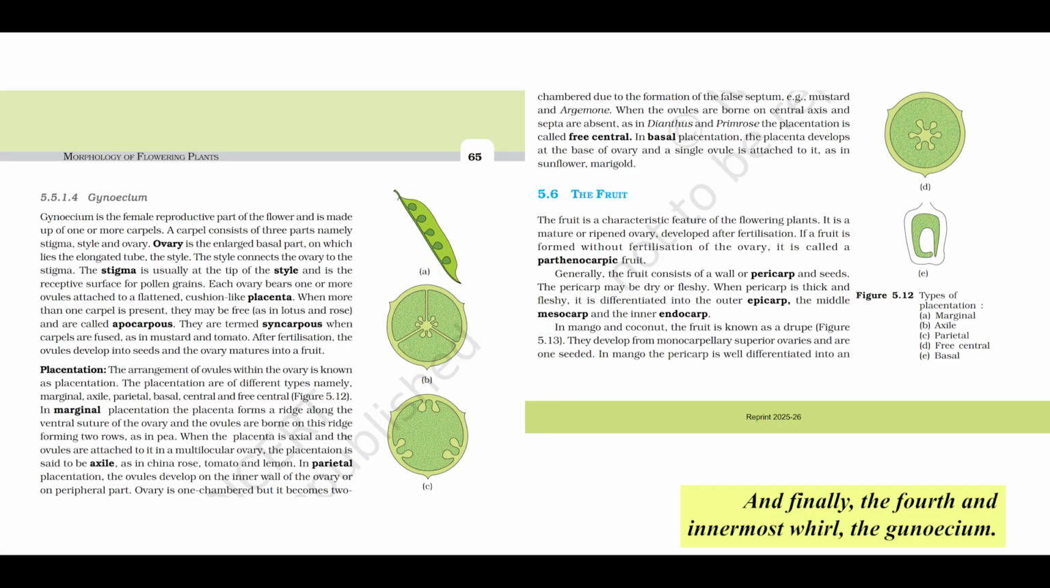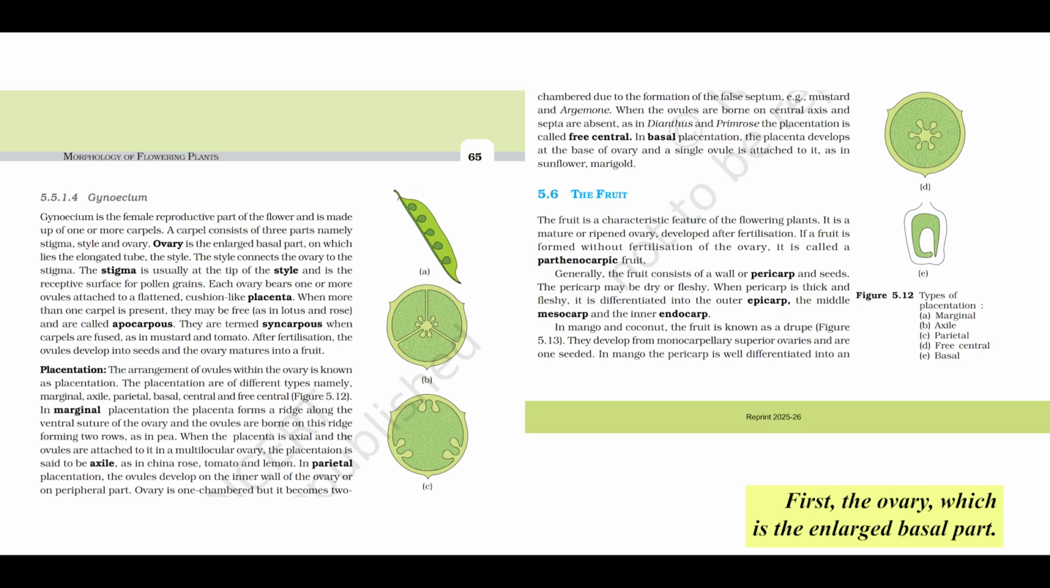And finally, the 4th and innermost whorl, the gynoecium. This is the female reproductive part of the flower, and can be made up of 1 or more carpels. The carpel is the fundamental unit. Each individual carpel, or a fused structure of multiple carpels called a pistil, typically consists of 3 crucial parts.